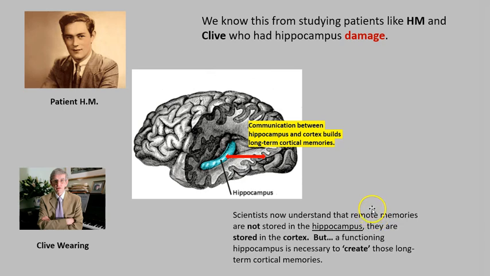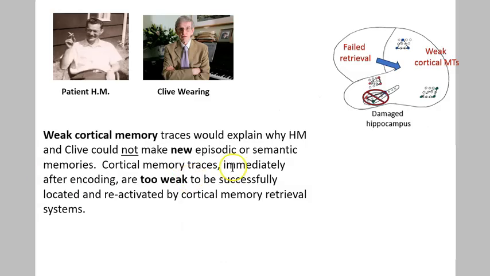So at this point then, after studying patients like HM and Clive, scientists now understood that remote memories are not stored in the hippocampus. They're stored in the cortex, but a functioning hippocampus is necessary to create those long-term cortical memories. And let's dig into this a little bit further. So if initially the cortical memory traces are weak, this is what would explain why HM and Clive could not make new episodic or semantic memories.